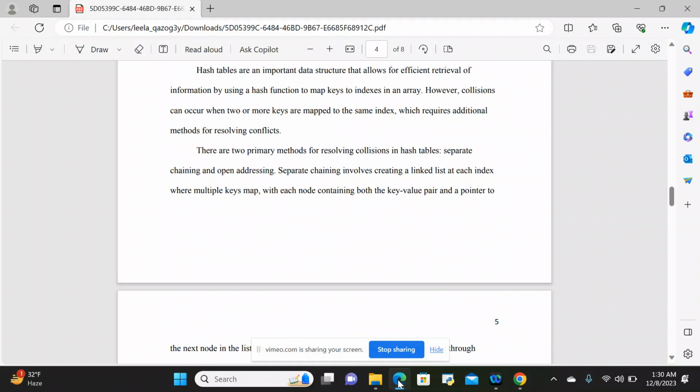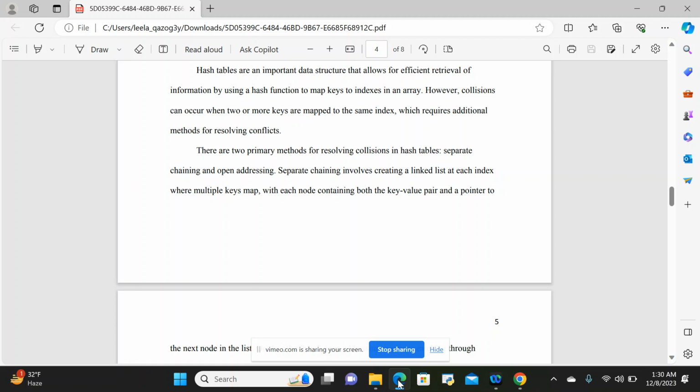Hash tables are an important data structure that allows efficient retrieval of information by using a hash function to map keys to an index in an array. However, collisions can occur when two or more keys are mapped to the same index. This requires additional methods for resolving conflicts. There are two primary methods for resolving collisions in hash tables: separate chaining and open addressing.